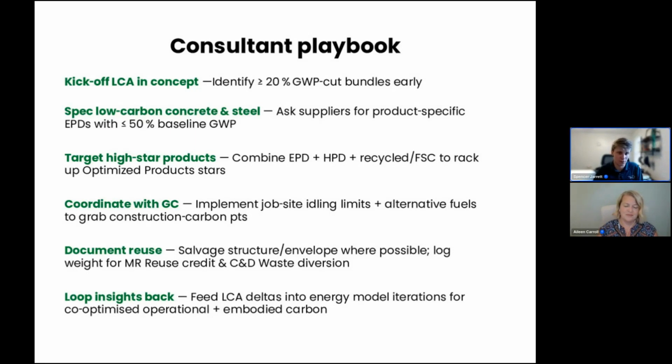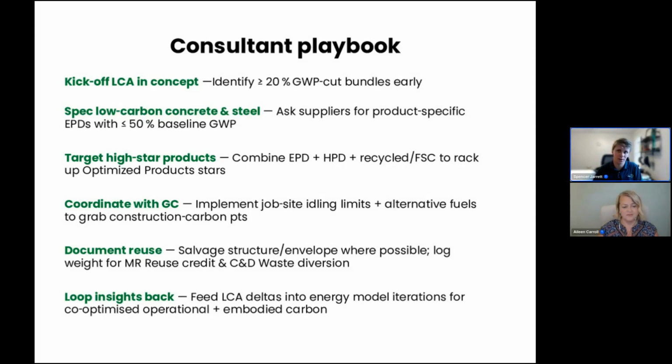So the fourth thing is to coordinate with the GC on the project with the addition of requirements to track the on-site fuel usage and to document the products that are actually being installed on that project. You're going to need to coordinate with the general contractor in order to track those metrics, but hopefully find ways to reduce the impact on the site.